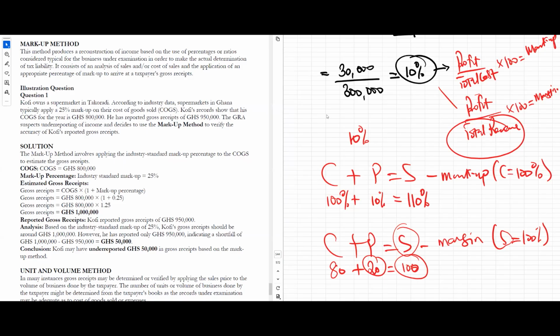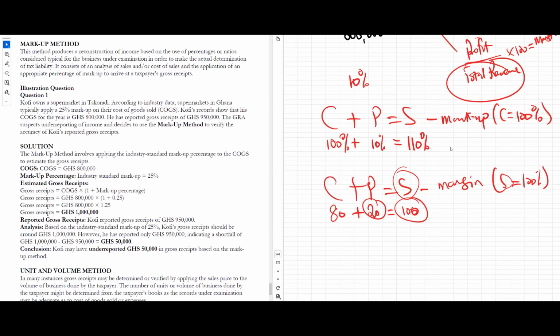I told you when it is based on cost, we call it what? Markup. That means you have marked it up. Margin means it's a margin on the sales. It's a percentage on the sales. Do you understand? So this is all you need to know. Based on this, you can use it to get all types of missing figures.